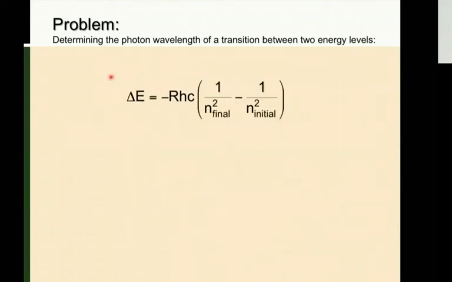And then this leaves us with this equation here where we have delta E, which will give us our photon energy eventually, is equal to minus RHC, where R is the Rydberg constant, H is Planck's constant, C is the speed of light, times 1 over n squared final minus 1 over n squared initial. So E is equal to H times C over lambda, which we already talked about. So the energy can be related to Planck's constant times the speed of light divided by the wavelength. That means we can use the wavelength to get the energy or the energy to get the wavelength.